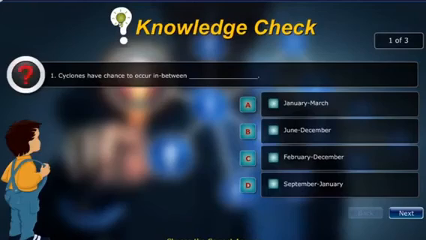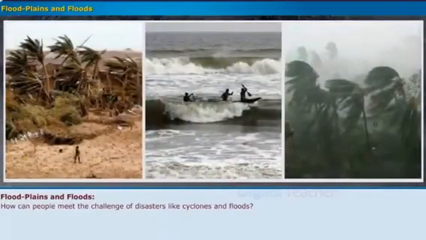Knowledge check. Let us know the precautions to be taken before the occurrence of disasters.